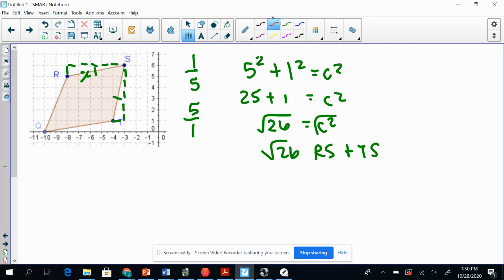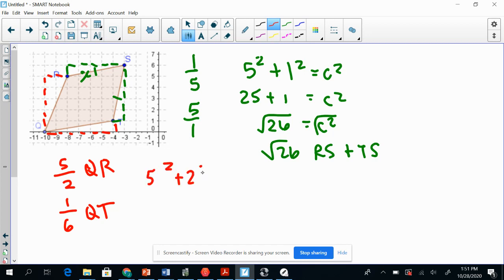But again, that means these 2 also have to be congruent. So if I look at QR, that's 1, 2, 3, 4, 5, 1, 2. So rise of 5 over 2. Again, still a positive line. So that's QR. And then if I look at QT, 1, 2, 3, 4, 5, 6, 1. So it's a rise of 1, run of 6, which is QT. These 2 are not going to have the same length because it's going to be 5 squared plus 2 squared equals c squared. 1 squared plus 6 squared equals c squared.